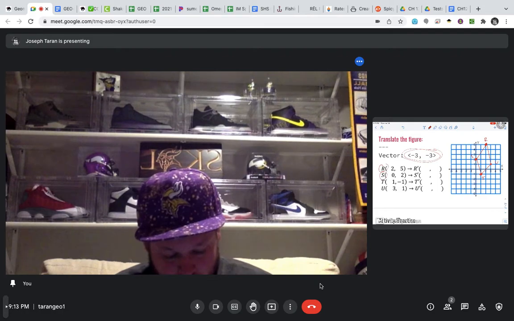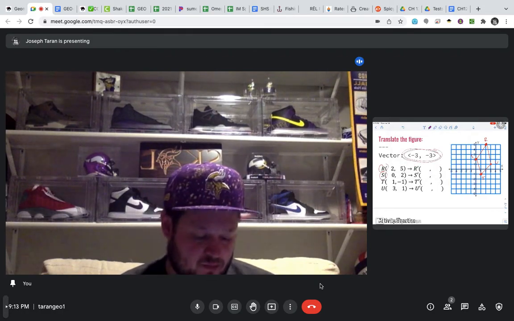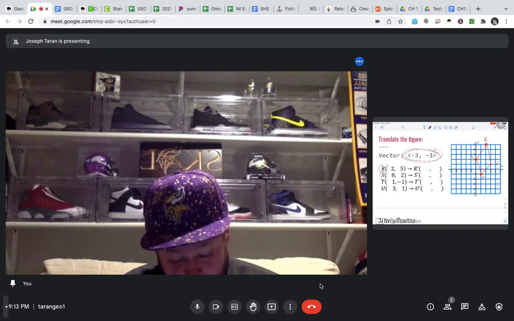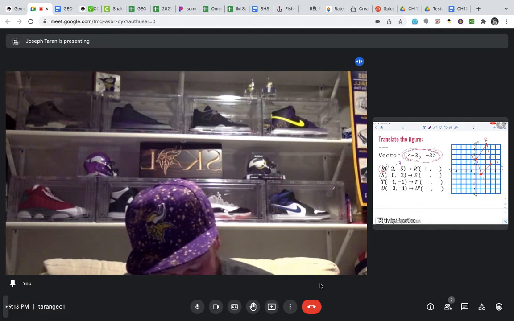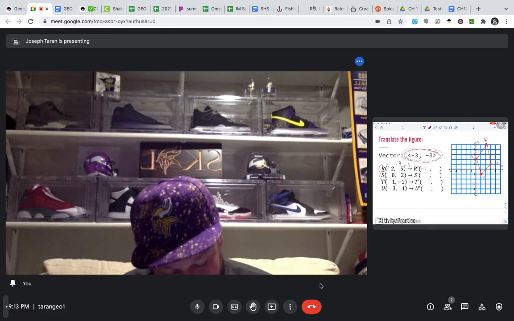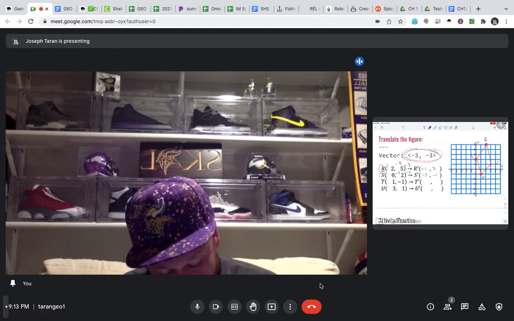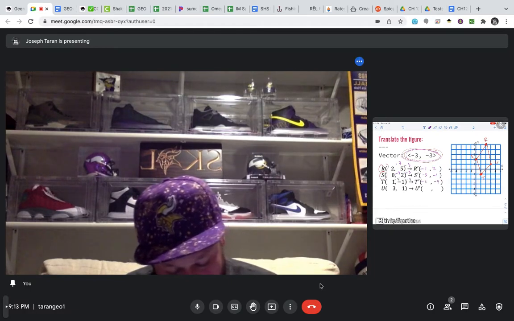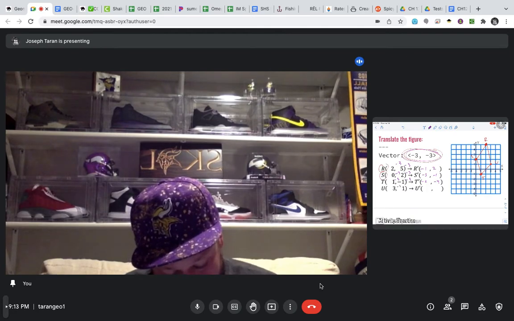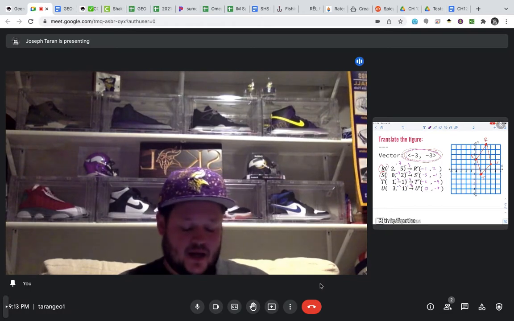Okay. Now we're going to apply this vector, and it looks like we're subtracting 3 from both x values. So 2 minus 3 would be negative 1. 5 minus 3 would be positive 2. 0 minus 3 would be negative 3. 2 minus 3 would be negative 1. 1 minus 3 is negative 2. Negative 1 minus 3 is negative 4. 3 minus 3 is 0. 1 minus 3 is negative 2. So now that I have those, I'm going to plot those.